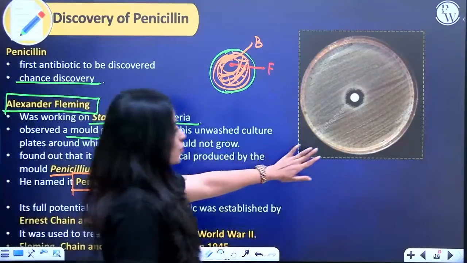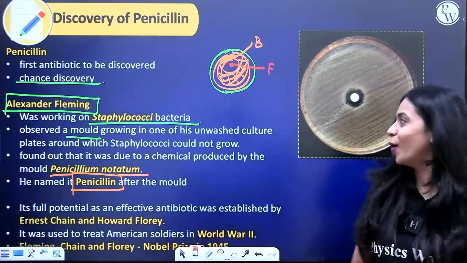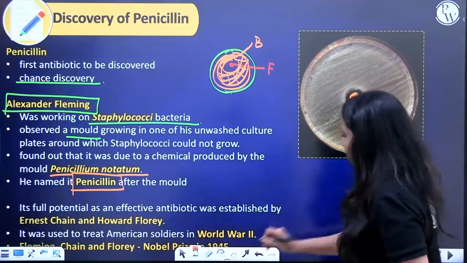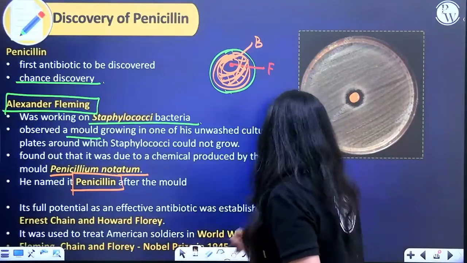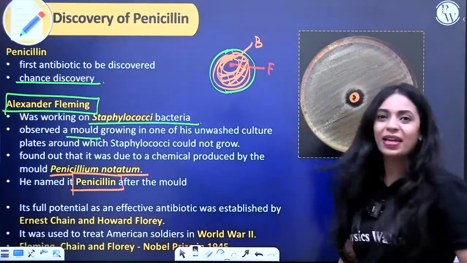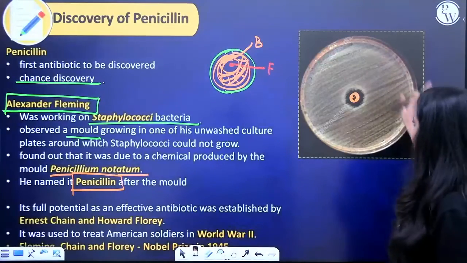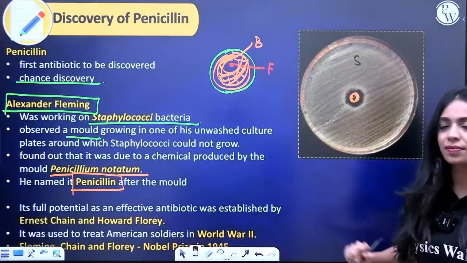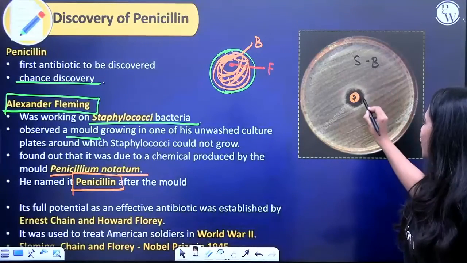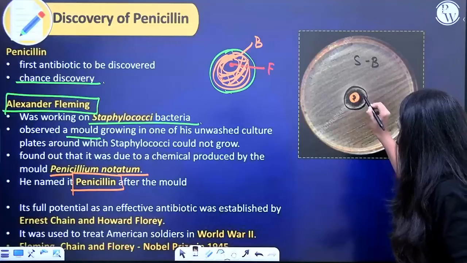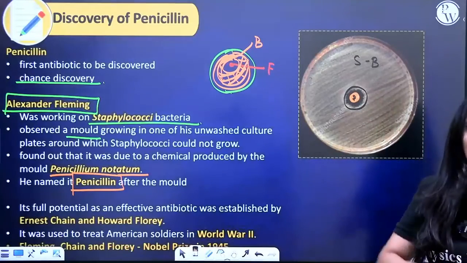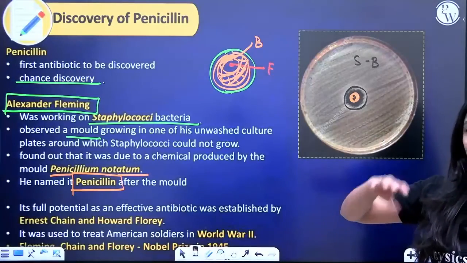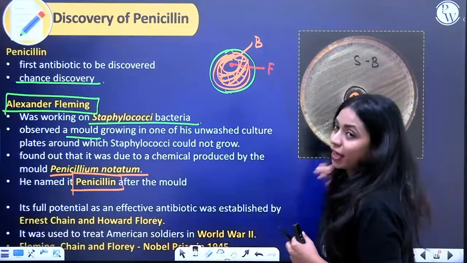Here is an illustration, a beautiful image. You can see how at the center, this dot is of the fungus Penicillium notatum. In the surrounding area, there is a smear of bacteria, Staphylococcus. So this is a bacterium. You can see how there is a zone in the center, right around Penicillium notatum, where the bacterium is not growing. So clearly, this is secreting some chemical that is retarding the growth of the microbes around it.